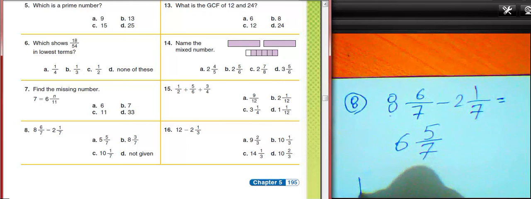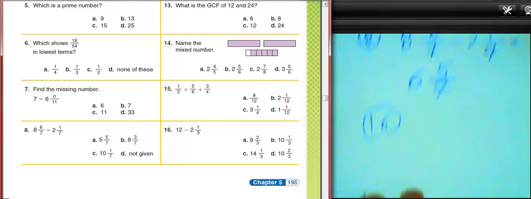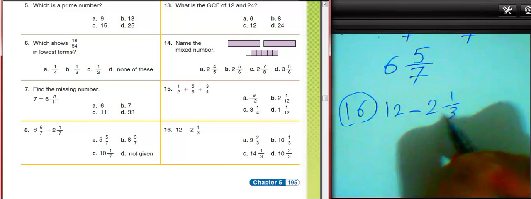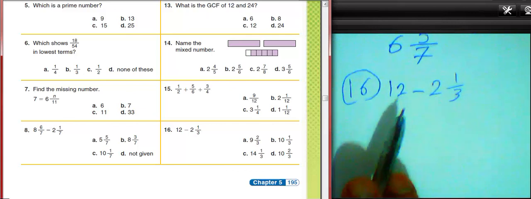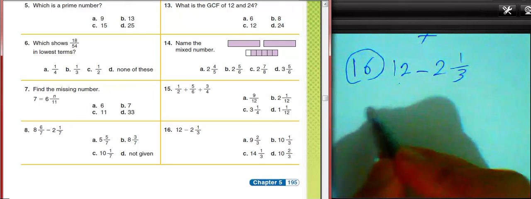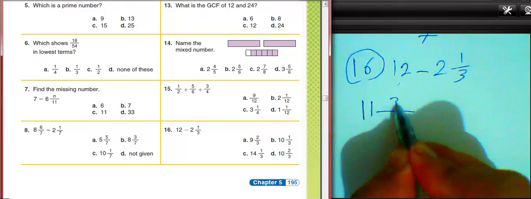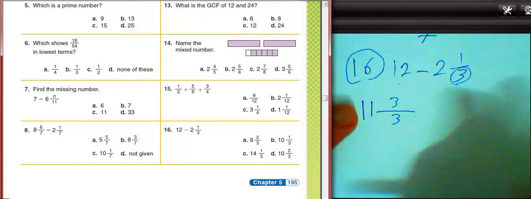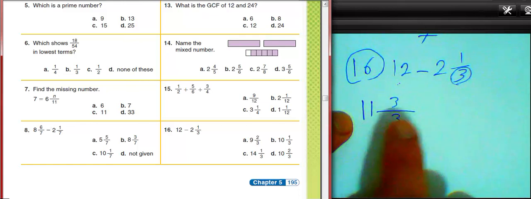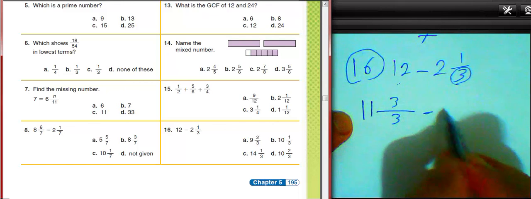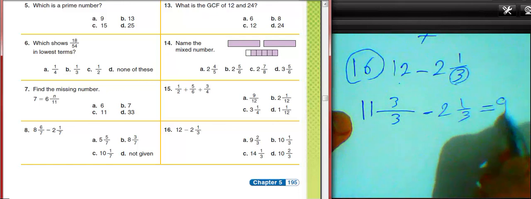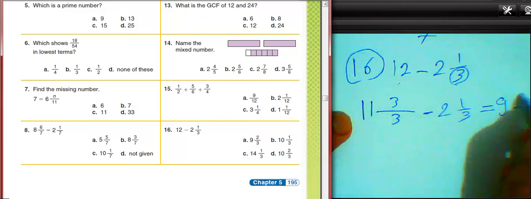Question 16. 12 subtract 2 and 1 third. We must convert from a whole number to a mixed number. 12 equals 11 and 3 over 3 because we have 3 in the denominator here. So 12 will be 11 and 1 will be 3 over 3. Subtract 2 and 1 over 3. 11 subtract 2 equals 9 and 3 subtract 1 equals 2, and we can write 3 in the denominator.